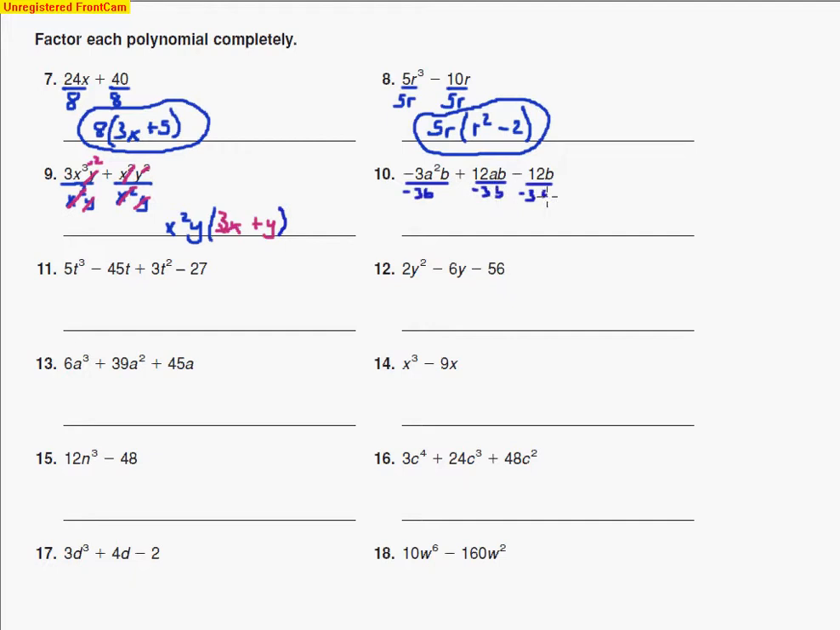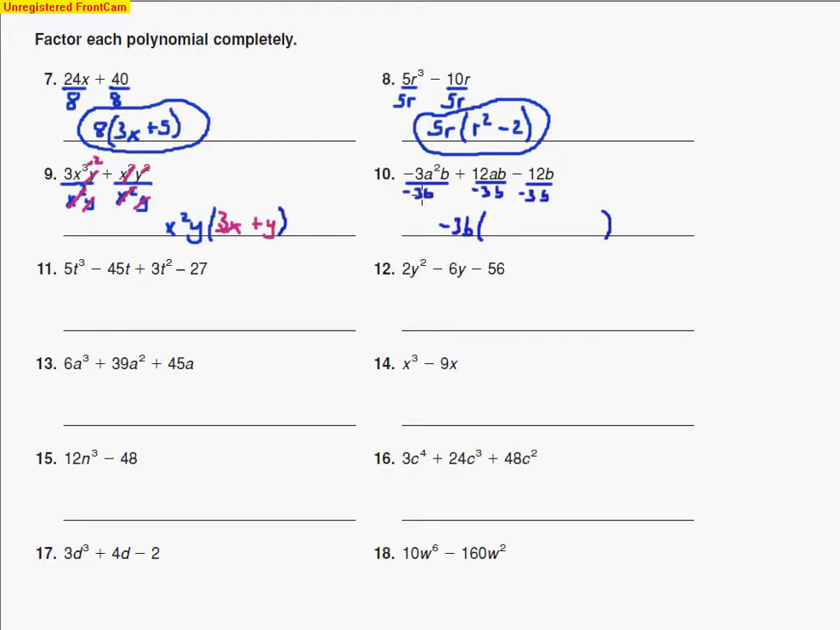So I'm going to put that negative 3b on the outside of a parenthesis and do some division to see what's left. Now you need numbers in each of the places that you're taking out from. So there's 3 terms in the problem. I need 3 terms in the parentheses. So I've got to go ahead and do some division here.